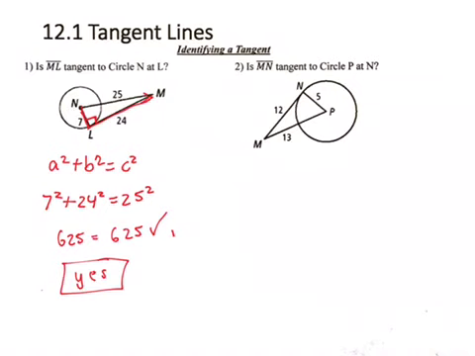Question 2 will do the same thing. We've got A, B, and C, and we're going to test the Pythagorean theorem here. So we've got 12 squared plus 5 squared equals 13 squared. In this case, this is 144 plus 25, which is 169, which in this case equals 169. So in this case, once again, this is a yes.